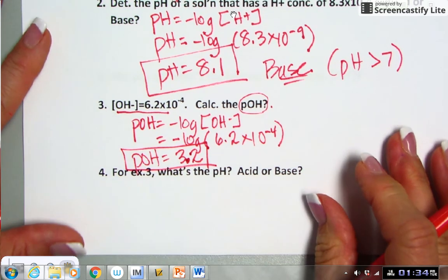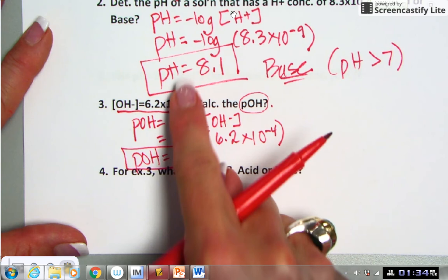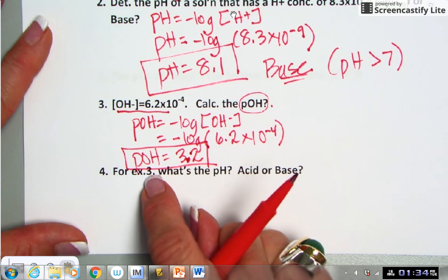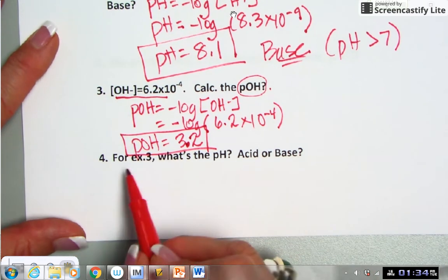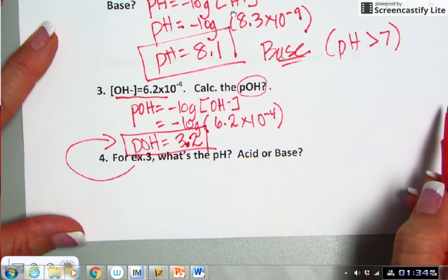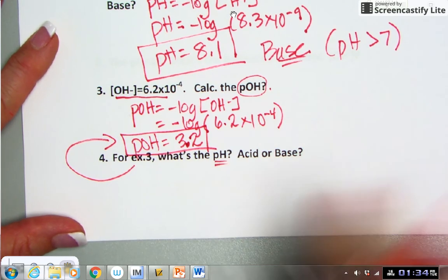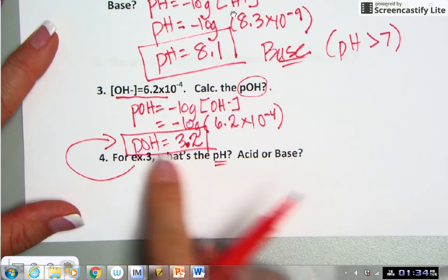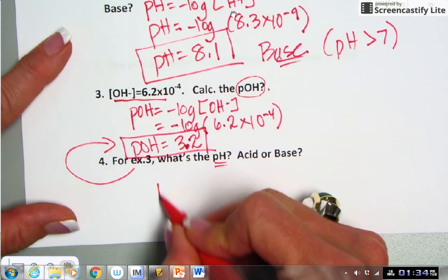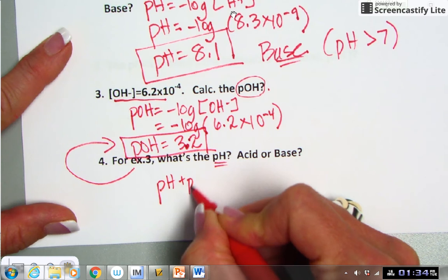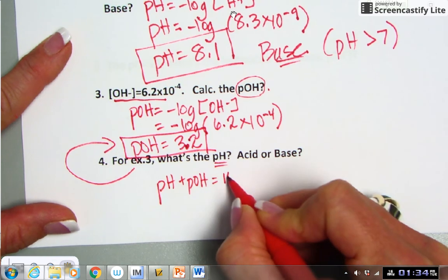Okay, that's the pOH. Now always be aware, y'all, it's easy to get these mixed up, so always write them down. Otherwise, you will make a very careless mistake. Number 4 says, for example 3, so look back at our example for number 3. What is the pH? We just found the pOH in example 3, so let's find the pH. We're going to use formula number 4 because it relates the pH to the pOH. It tells us the pH plus the pOH always adds up to 14.